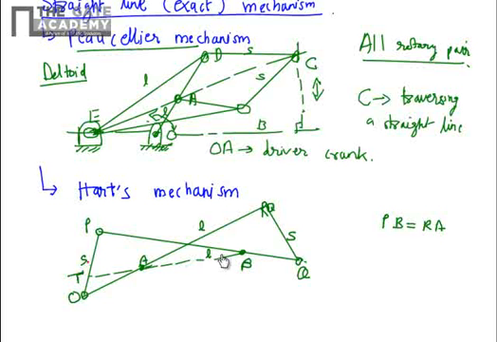So the definition is such that if you make a circle passing through T and A, and A is constrained to move in such a manner that the circle touches the point T, then the point B will have a straight line motion.